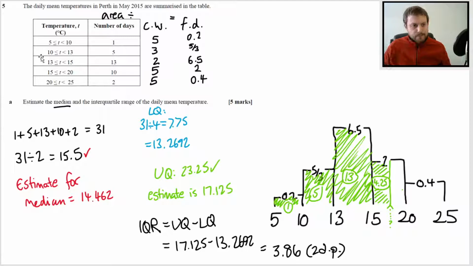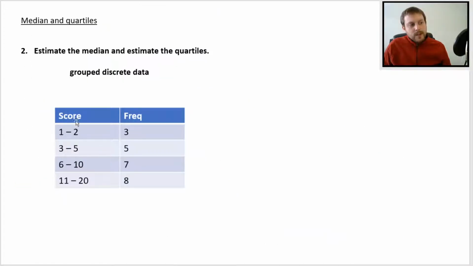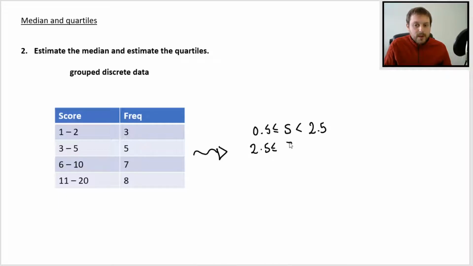So what you do is, in this situation here, 1 to 2, there was a gap between 1 and 2 already, and then there's a gap from 2 to 3, and a gap from 3 to 4, 4 to 5, 5 to 6, etc. What we're going to do is pretend that anything that would round to 1 would be 0.5 up to, let's call it S for the score, less than 2.5. Then 2.5 less than or equal to S less than 5.5.